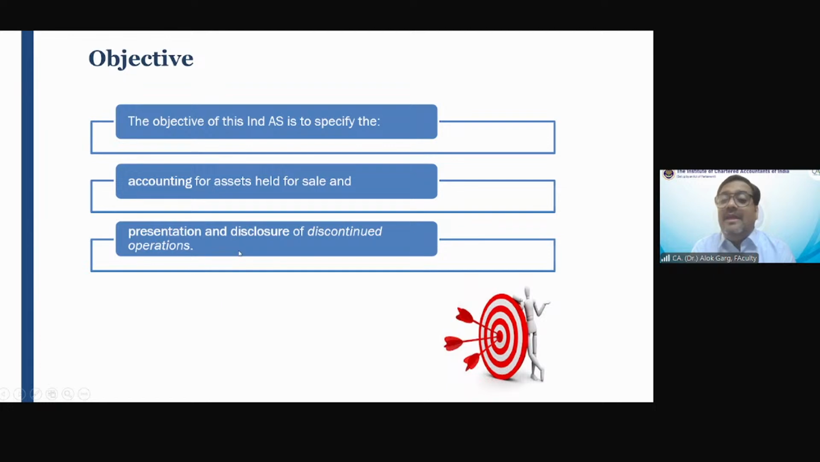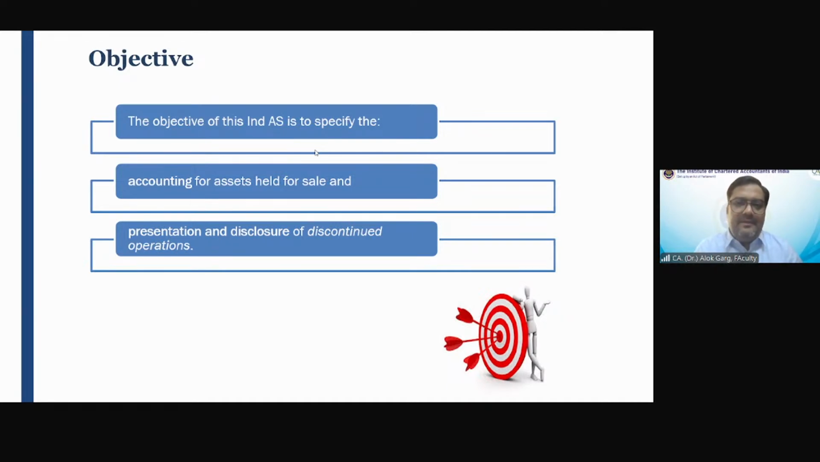So friends, we will be able to understand when we understand a few concepts. For the time being, this standard talks about the accounting for assets held for sale and some additional disclosures about discontinued operations, right? So friends, I will divide this standard into 3 parts, and let me explain what I am going to cover in this standard. I will split this standard into 3 parts.